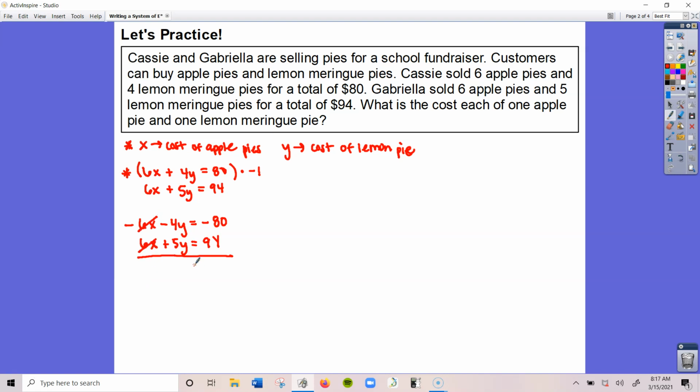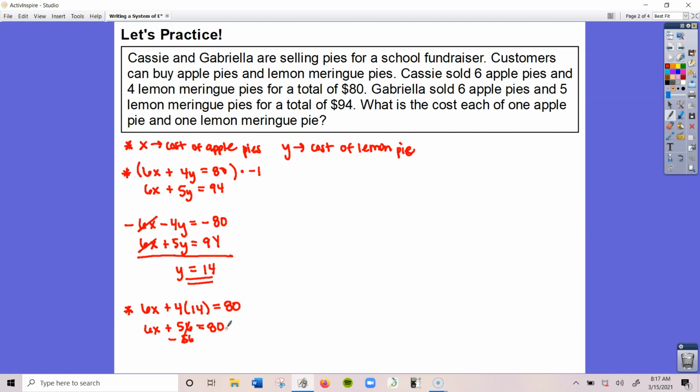The x's will cancel. -4y plus 5y is y is equal to -80 plus 94, which is 14. So we've already solved for y. Now, in order to solve for x, you're going to take that y value and plug it into either of those original equations. I'm going to choose to plug it into the top equation. So 6x plus 4 times y, which is 14, is equal to 80. 6x plus 4 times 14 is 56, is equal to 80.